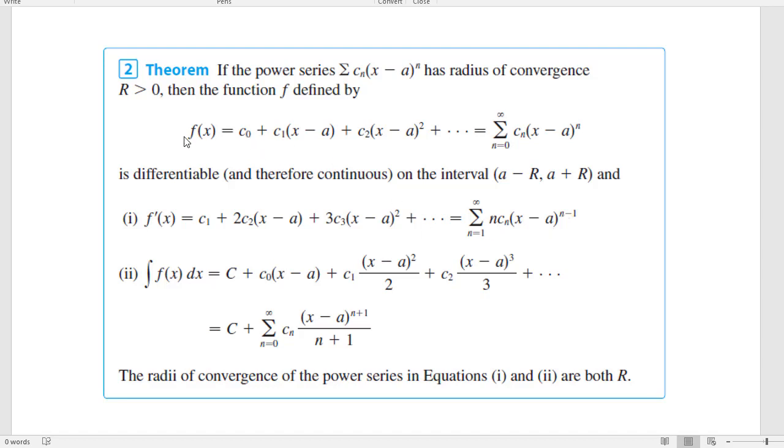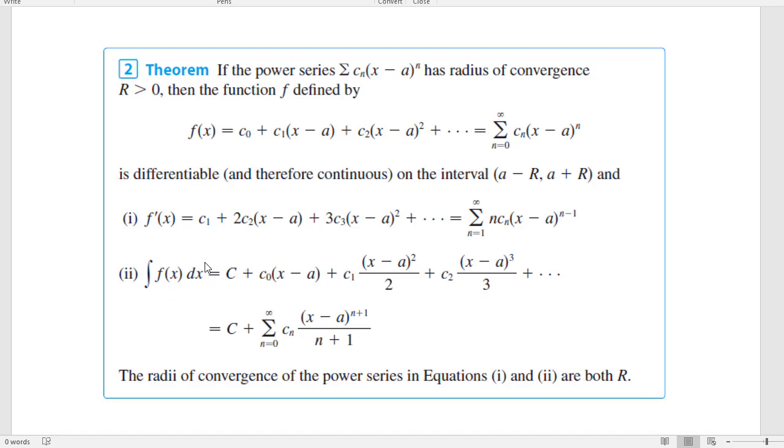So I can have a function that has a power series representation. I can differentiate to generate a power series for a new function. And then I can integrate. So I can integrate my function and do the same thing.